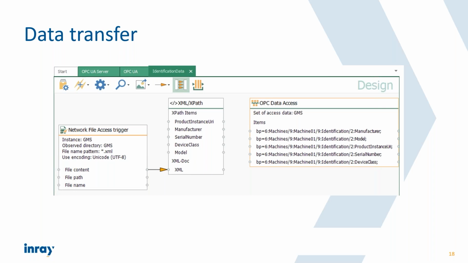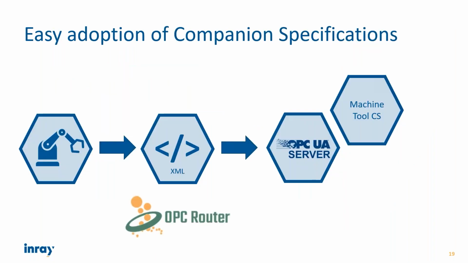And by this, the network file access trigger monitors the SMB file share for any changes. Once some changes are detected, new data transfer is initiated, the XML document is read and parsed, and all the contents are written to the OPC UA server and made available compliant to the machine tool companion specification as selected earlier. So the goal was to make the data available that the machine currently provides as an XML document in a compliant manner to the companion specification. And this was done through OPC router.